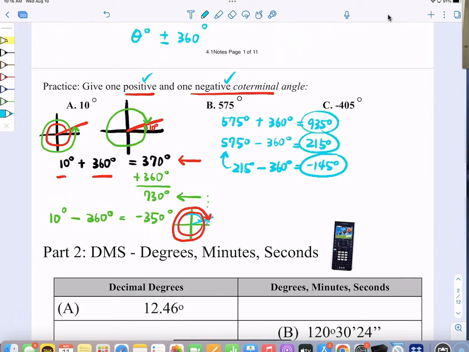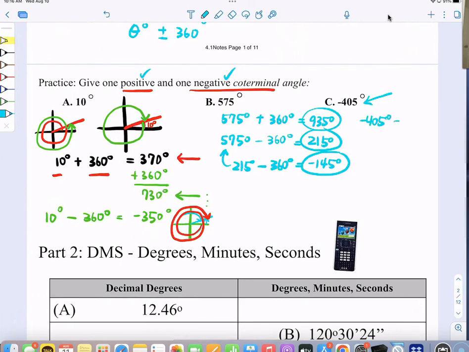All right, do the same thing for negative 405. It's nothing strange, right? It's nothing different. You can either add 360, but what happens when you add 360? You're right, you end up with negative 45 degrees. So there's your negative. How do you get a positive? Well, you take your negative 45 degrees, which is coterminal with negative 405, and you keep adding 360. Okay, and what did you get? 315. So there's a positive and there's a negative, okay?